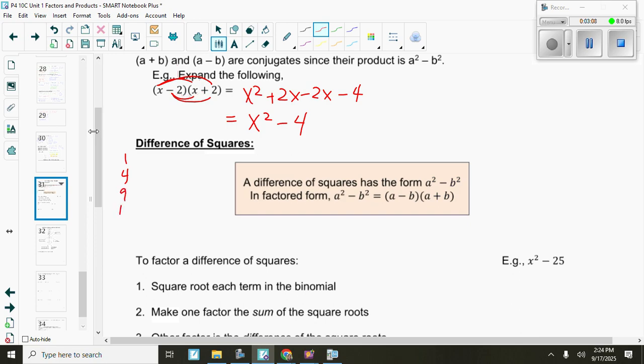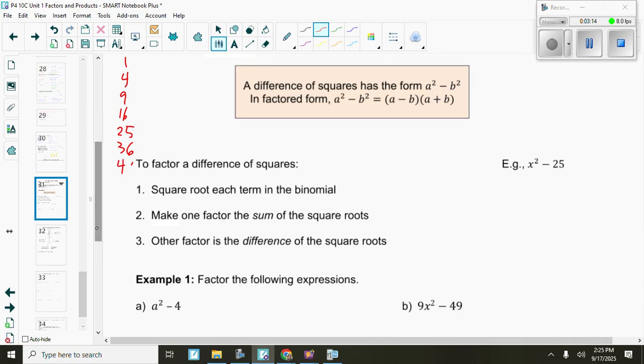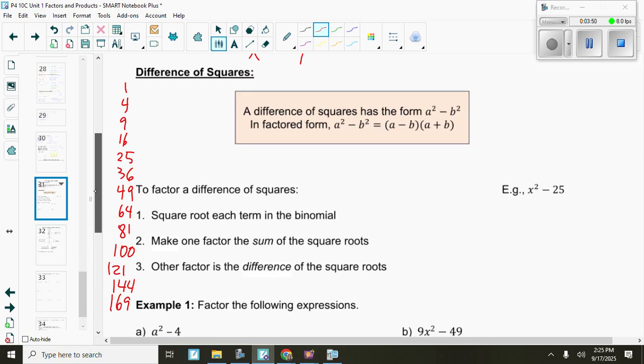1, 4, 9, 16, 25, 36, that's 6 times 6. 7 times 7 is 49, 8 times 8 is 64, 9 times 9 is 81, 10 times 10 is 100, 11 times 11 is 121, and 12 times 12 is 144. And sometimes you'll see 13 times 13, 169. But beyond that, these are the recognizable ones. So you should be able to recognize when there's a perfect square that you can take the square root of.